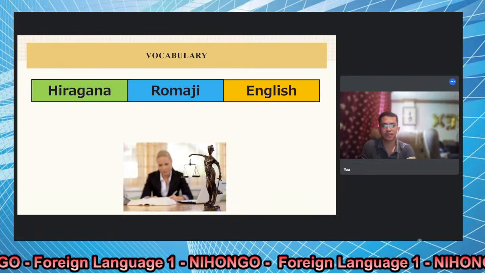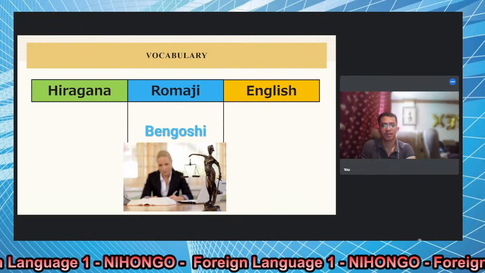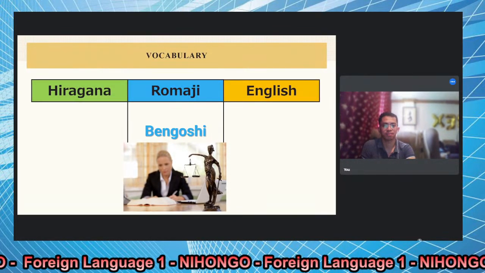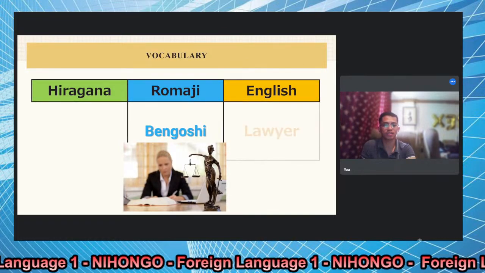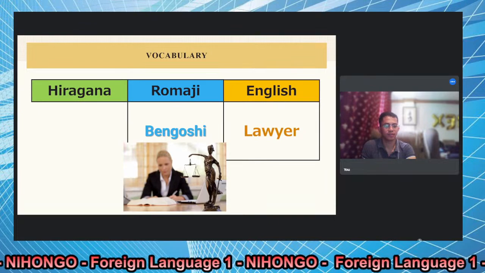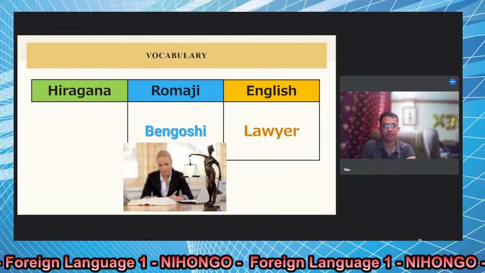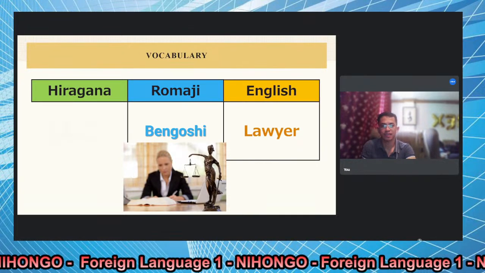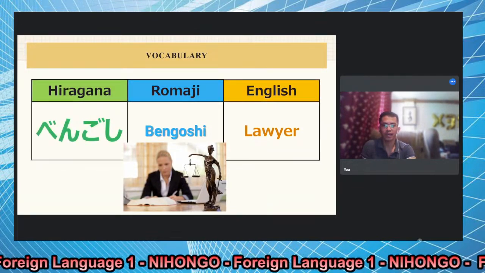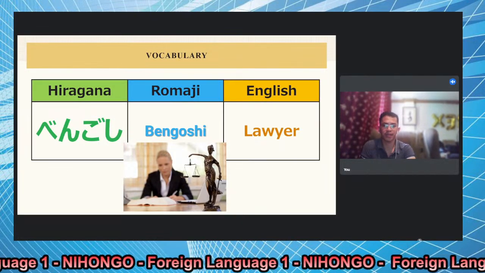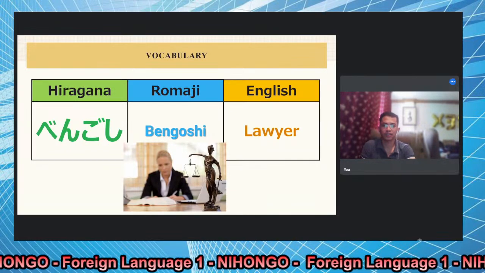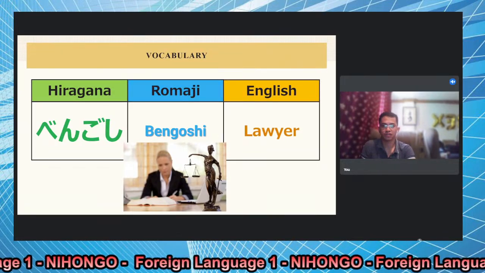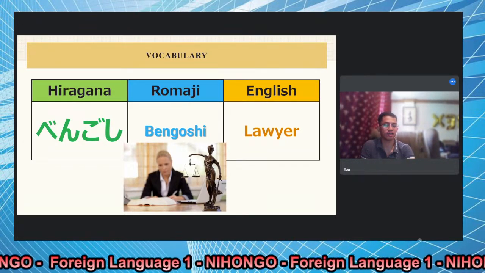Next word is bengoshi. Bengoshi in English is lawyer. Okay? So how is it written in Hiragana? So it is he plus tenten, so it becomes be, and then n, and then to plus tenten, so it's go, and then shi. Bengoshi is lawyer.